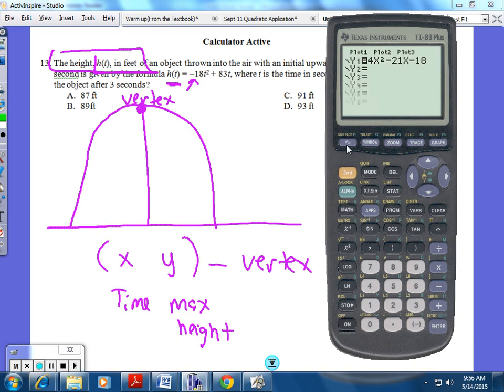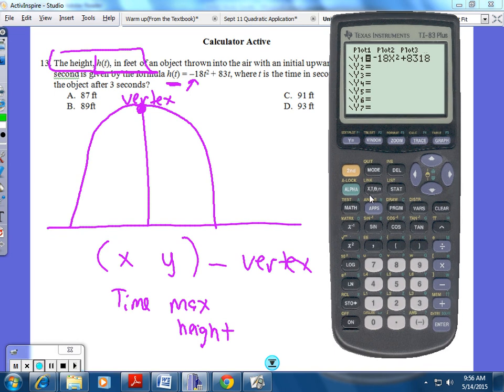All you do is just go to y equals, plug your equation in just like usual. You can't use t, so we just use x. No matter what the letter is, you're going to use an x when you put it in the calculator. Okay, double check to make sure it looks right. Okay, and then I make a table of values, second graph, and that tells me the height of the object after a certain number of seconds.